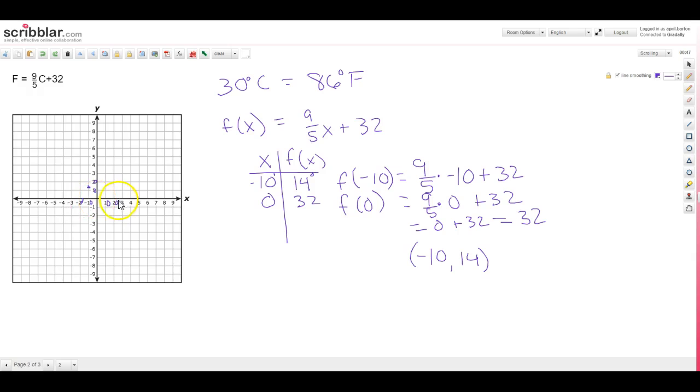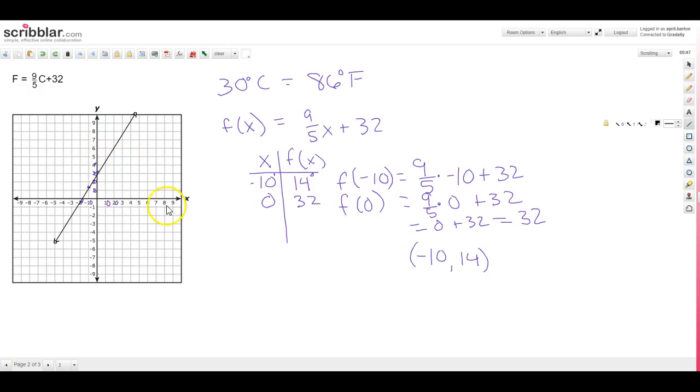So 0 means we don't go anywhere left or right, but then we're going to move up to 32. Remember, each of these are actually going by 10 now. 10, 20, 30, 40. So that's enough to draw a line. We have 2 points. Any 2 points can be used to create a straight line. So if we connect these dots, then we've created a line that describes every situation we might want to know about the temperature in Celsius compared to the temperature in Fahrenheit.